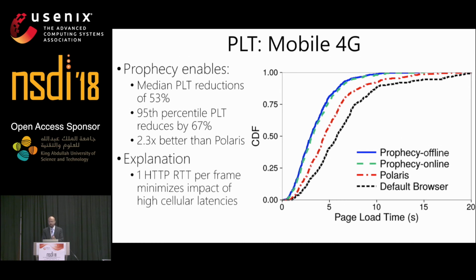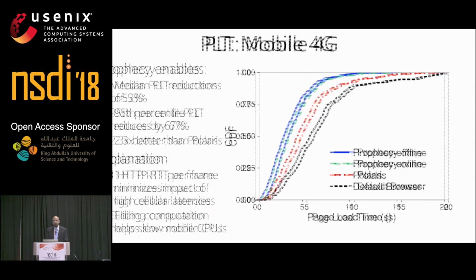Well, one thing to note is that Prophecy uses a single HTTP level round trip to load all of the HTML, CSS, and JavaScript in a page. In contrast, Polaris can overlap some, but not all of those RTTs because the dependency graph might still have serial dependency chains in it. So also note that eliding computation is very helpful. Prophecy can do that, Polaris cannot.